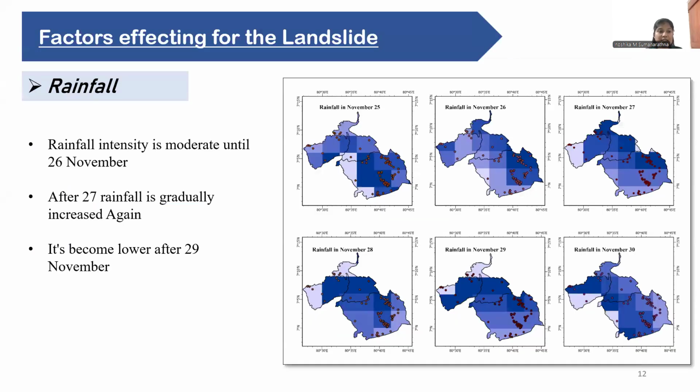And this slide shows the factors affecting the landslide. First one, rainfall. Rainfall intensity is moderate until the 26th of November, and after the 26th, rainfall gradually increased again, and it became lower after the 29th of November.